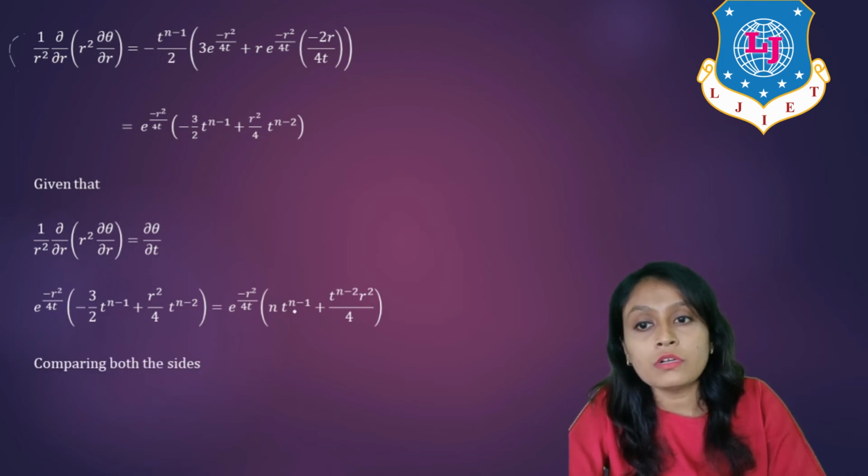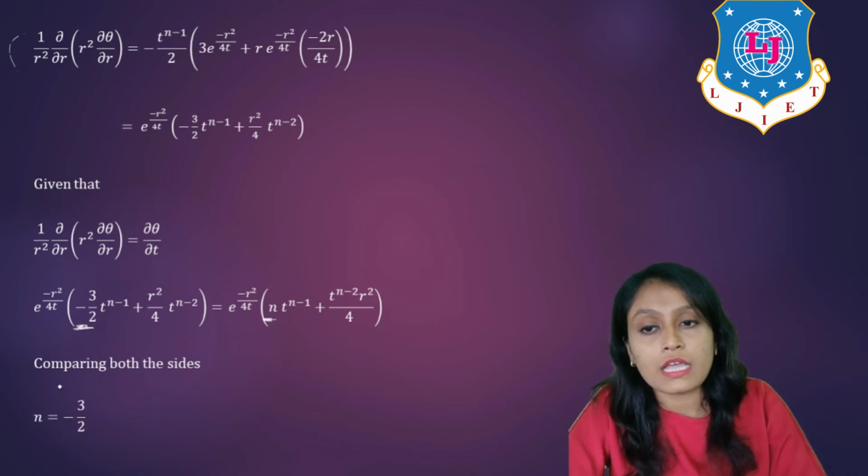And next we have to compare them. So on comparing, you can see that this minus 3 by 2 is equals to n. So the answer of n is what? Minus 3 by 2, which is the required answer.